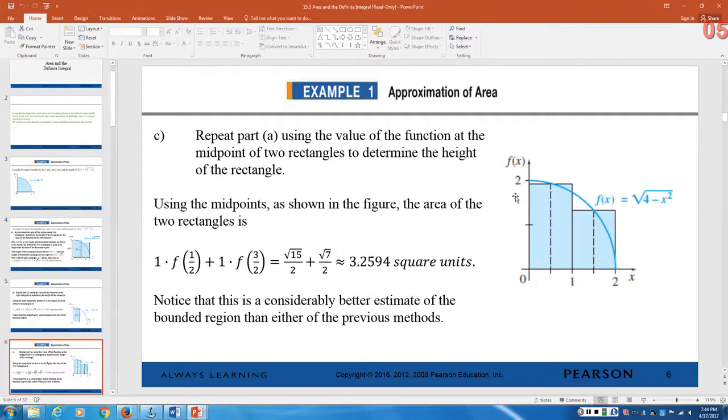And if you'll notice here, that's actually a really close approximation because I've got a little bit here that I didn't include, but this little piece here is just about wiped out by that little piece there. And this little piece here is only a little more than wiped out by the part that overestimates. So it's closer. It's better than the other two.